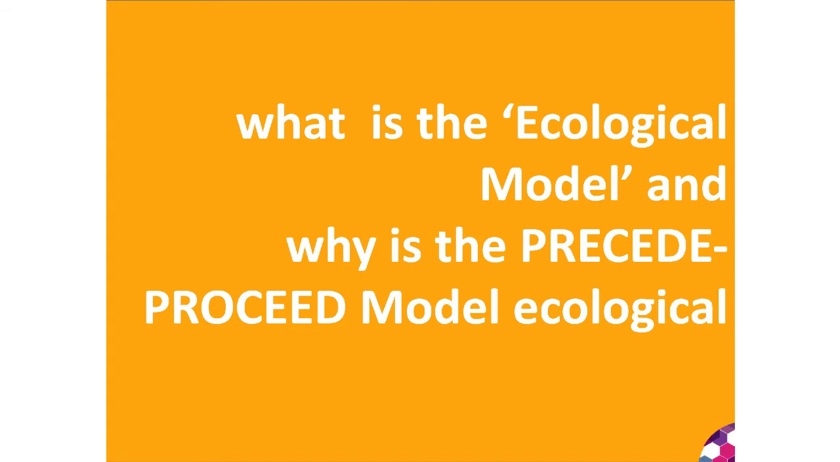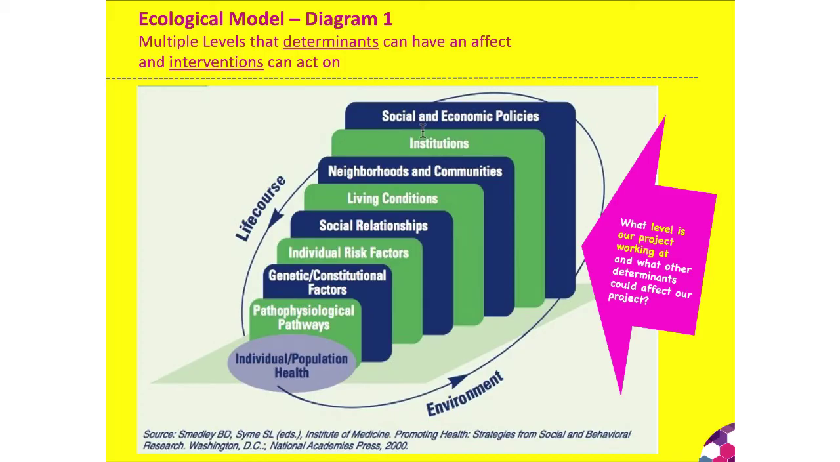Lastly, we just need to talk about what the ecological model is and why the PRECEDE-PROCEED model is ecological. So the ecological model is simply an approach that looks at all the factors that might affect an individual and a community and their health and well-being. And so that includes both the individual and the physiological pathways and the genetic factors and the individual risk factors like unhealthy eating or lack of physical activity or risky sexual health behaviours or any other type of risky activity that may lead to a potential future disease.